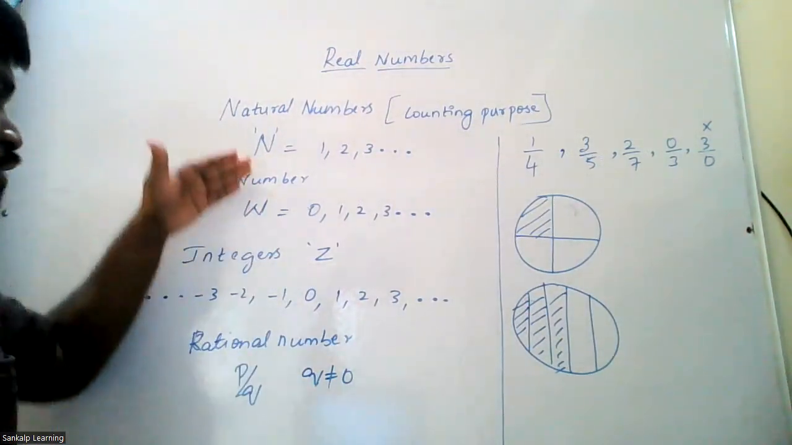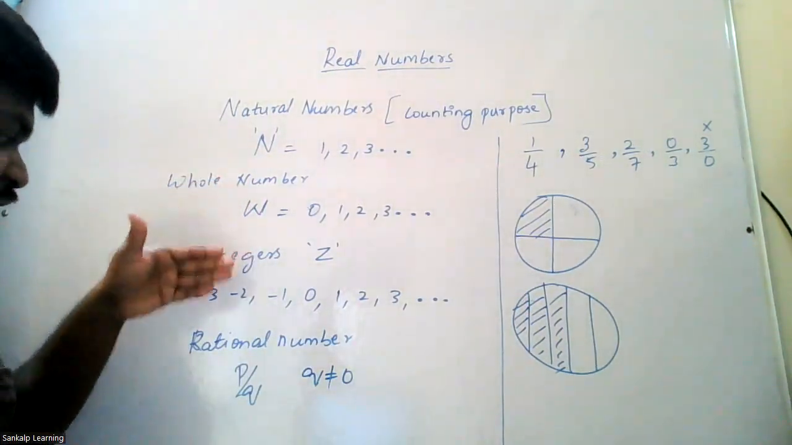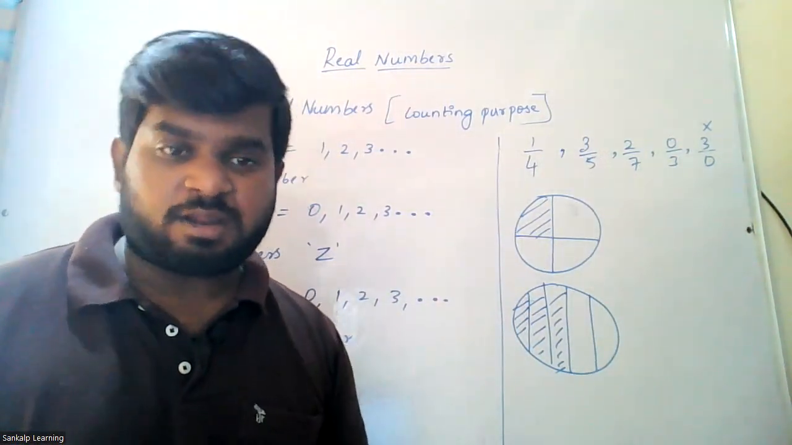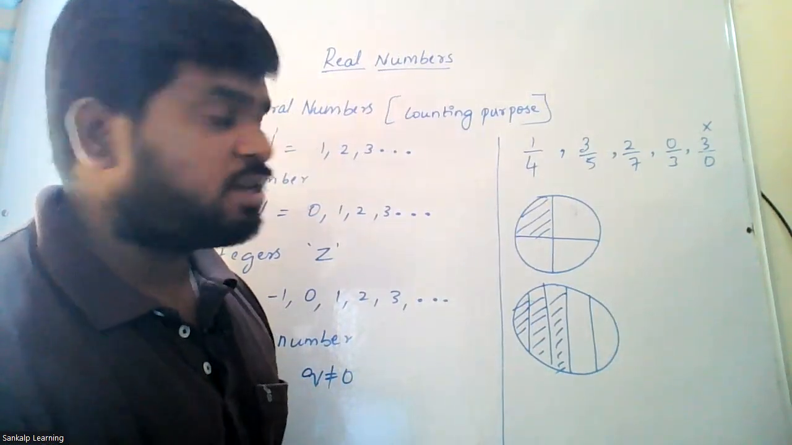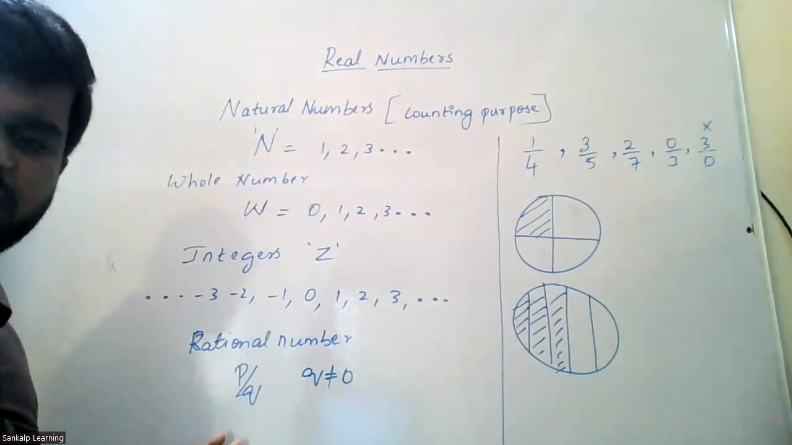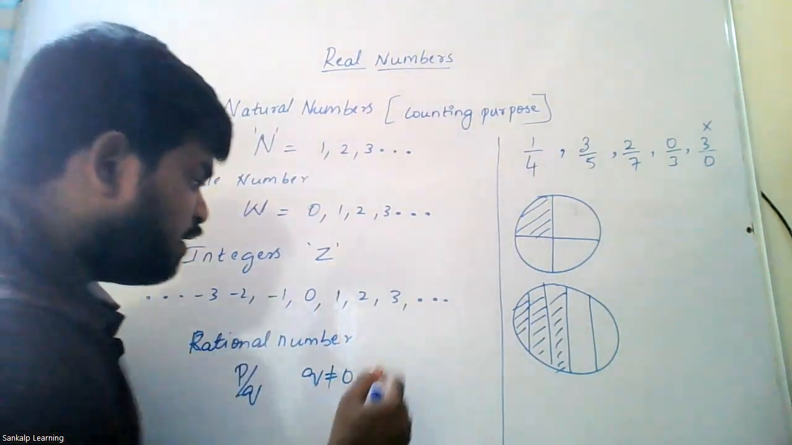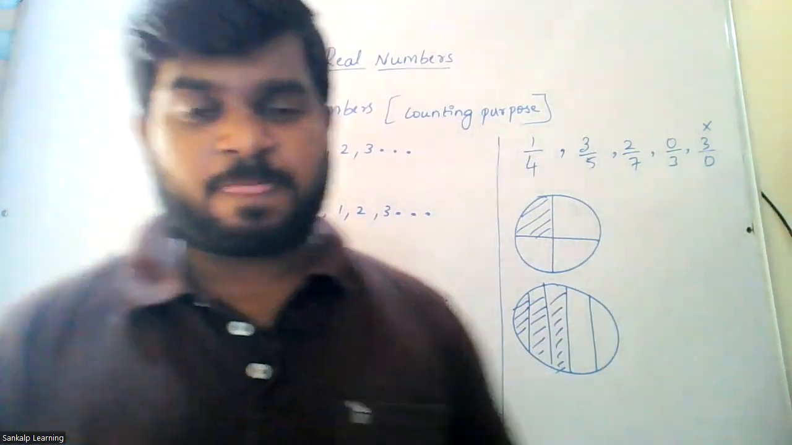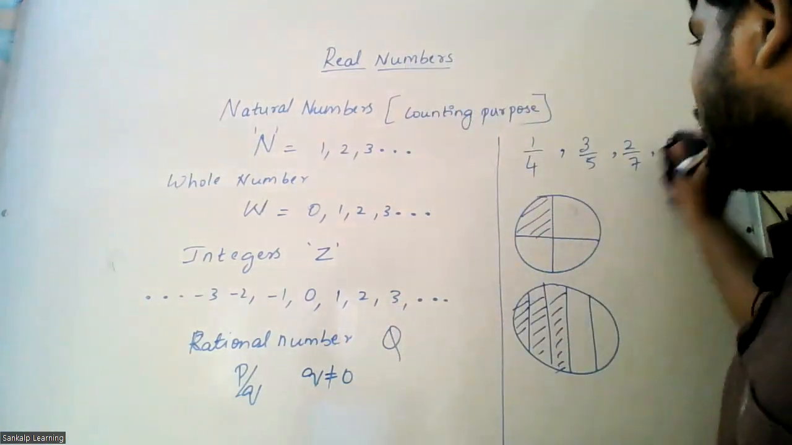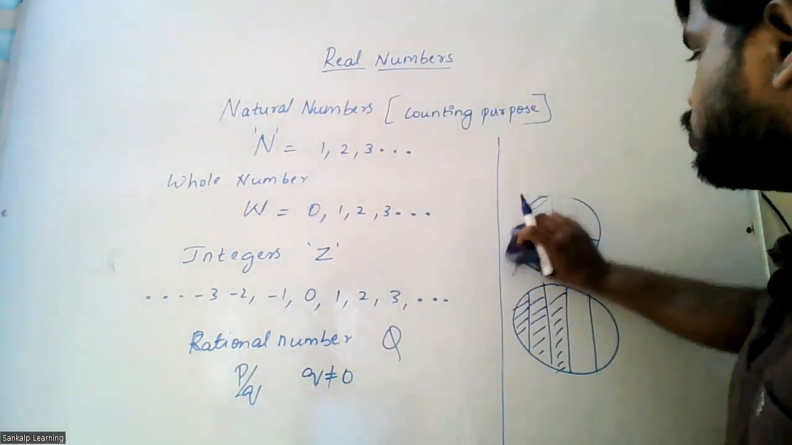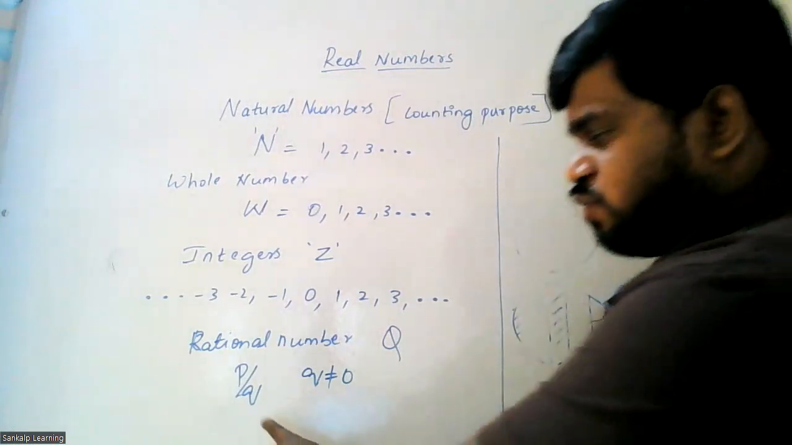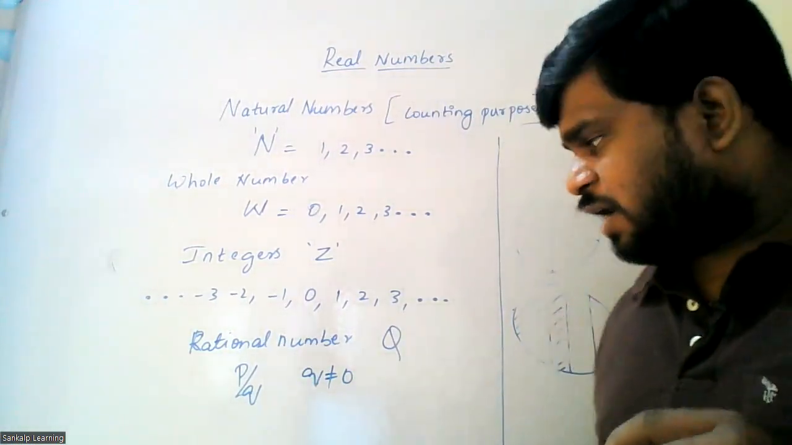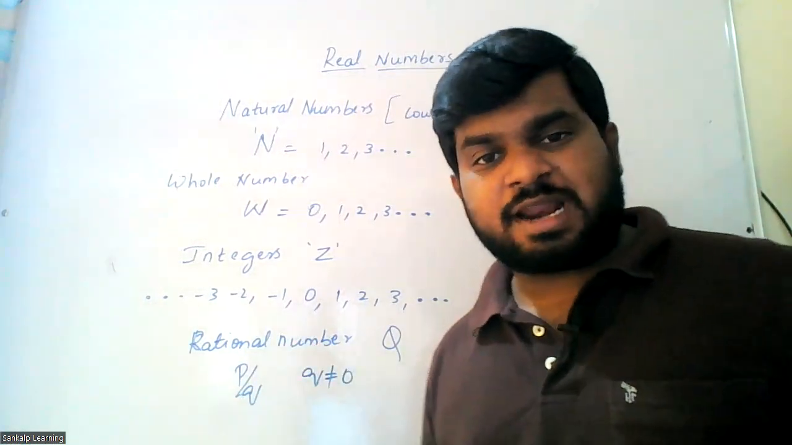Now we have learned natural numbers, whole numbers, integers, rational numbers. The other type of number is known as irrational numbers. What are irrational numbers? The opposite of rational. Rationals are denoted by Q. Irrationals are denoted by Q dash. So what are irrationals? The numbers which you cannot write in this form. If you can write in this form, then it is rational. If you cannot write it in this form, then it is known as irrational.